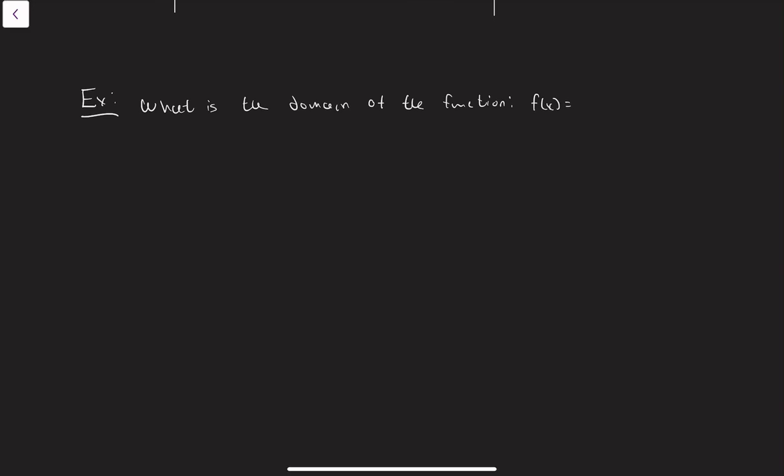Great. So let's go through and solve a worked example, kind of using this in mind as well. So example. What is the domain of the function f of x is equal to 1 over 1 minus 2 sine of x? Great. Solution.